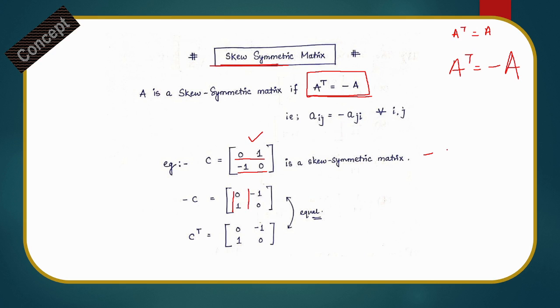C is given here. What will be negative of C? Minus will be multiplied with each and every element of the matrix. So 0, minus 1, 1 and 0. This is minus C. After transposing the matrix, we are getting minus C. So you can say C transpose equal to minus C. So C is a skew symmetric matrix.